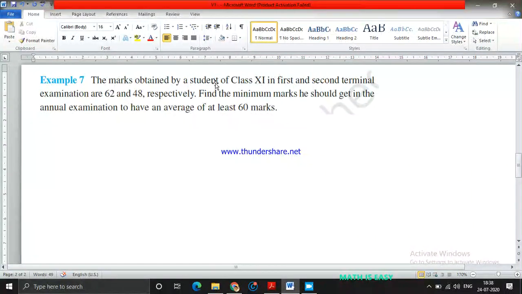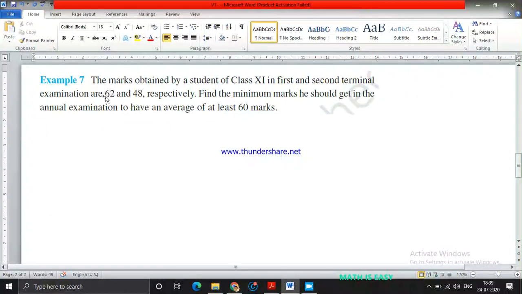The marks obtained by a student of class 11 in first and second terminal examinations are 62 and 48. So two terminal exams are given. Find the minimum marks he should get in the annual examination to have an average of at least 60 marks. That means he has to get minimum 60%. The average of all the three exams should be minimum 60.